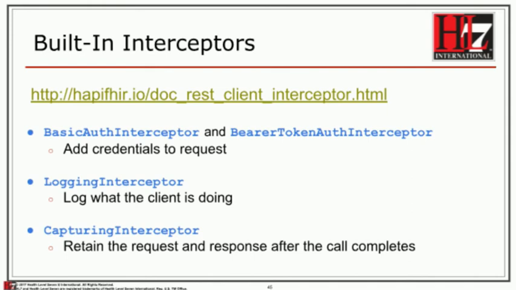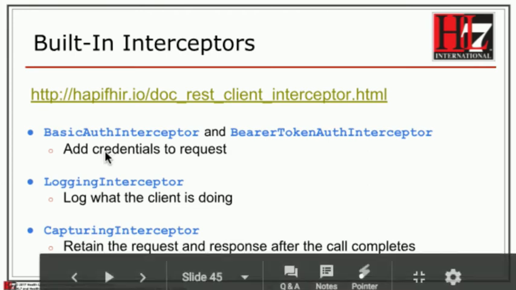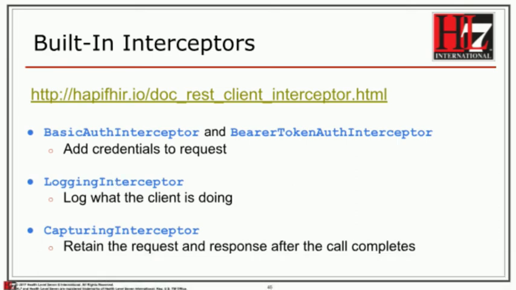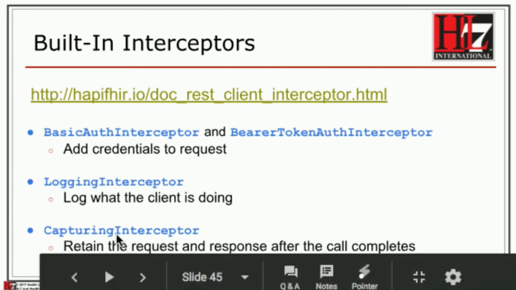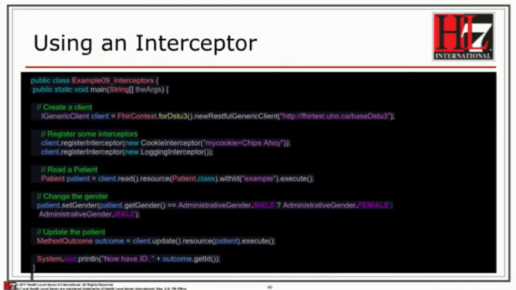There are a bunch of interceptors that come with HAPI FHIR. For example, the basic auth interceptor and the bearer token auth interceptor. Those are interceptors you would use to add security credentials to your requests as they go out. My favorite interceptor in the entire framework, I use this every time I build anything, is the logging interceptor, which is this configurable thing that you can use to log just the URLs that are being hit. It can log the entire payload. It can log the headers if you want. So it's very flexible in terms of what it logs. I love the logging interceptor. There's also the capture interceptor, which allows you to actually grab the payload and do processing on it yourself. Those are a couple of examples of interceptors.